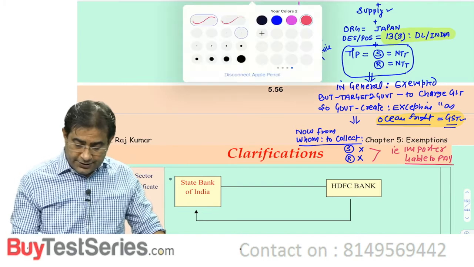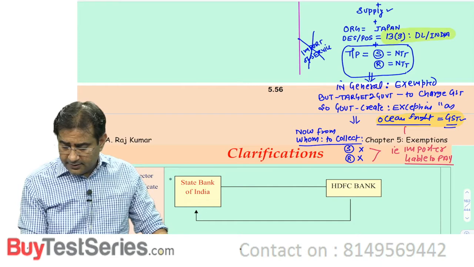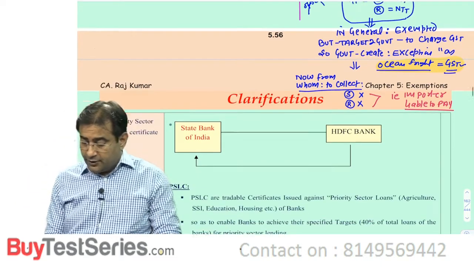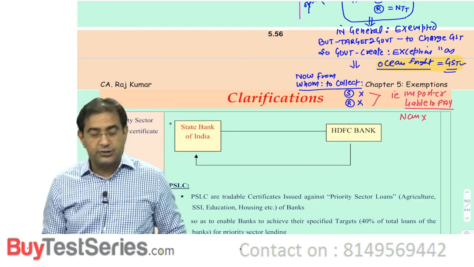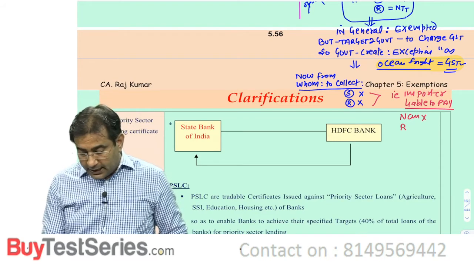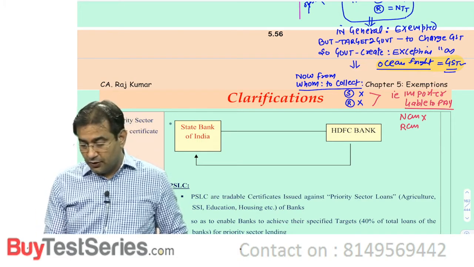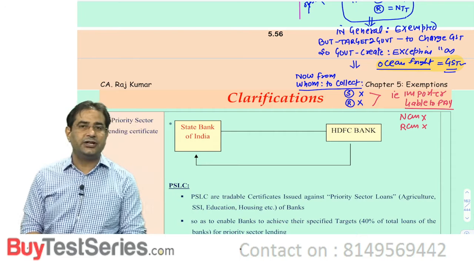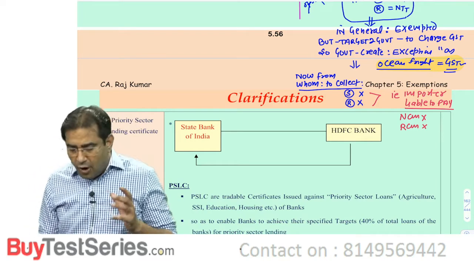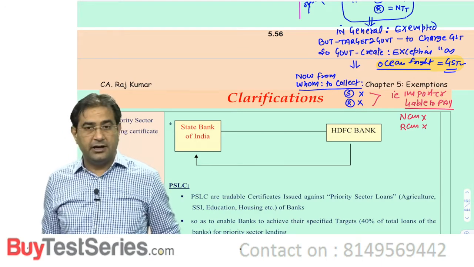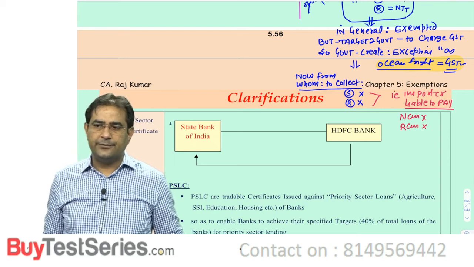In this particular situation, how will you treat it? Whether it will be called NCM or RCM? Whether it will be called a normal charge mechanism? No, because the supplier is not paying. Will it be called RCM? RCM is called when the recipient is liable to pay. So it's neither. It's an illogical provision, my dear. It's just the government's determination that we will collect GST. So that's why the importer is liable to pay.